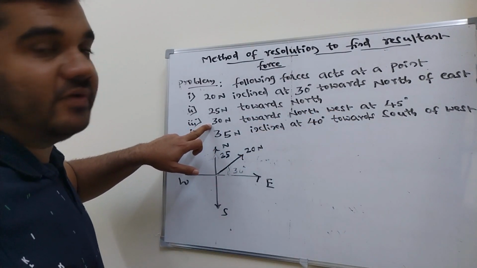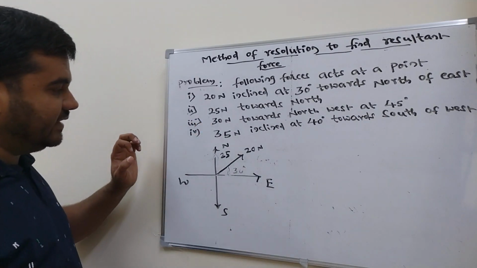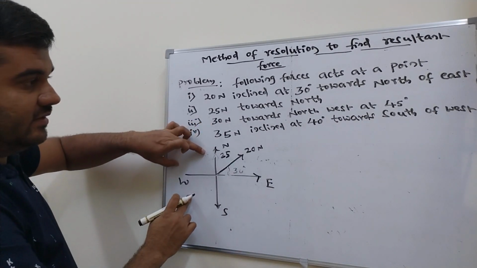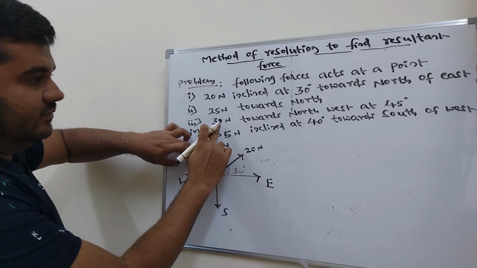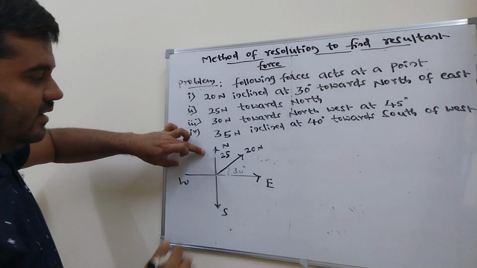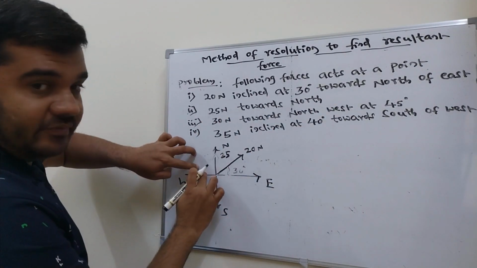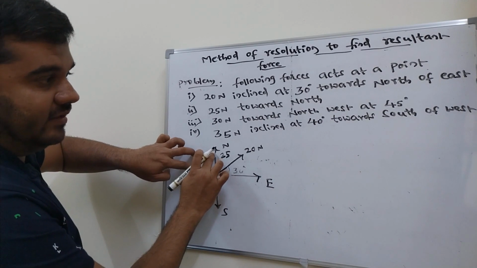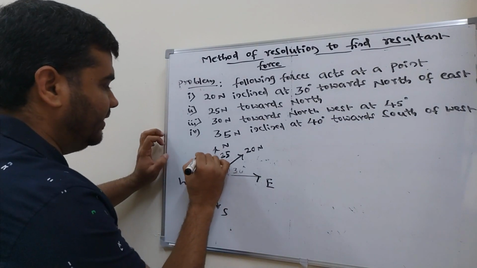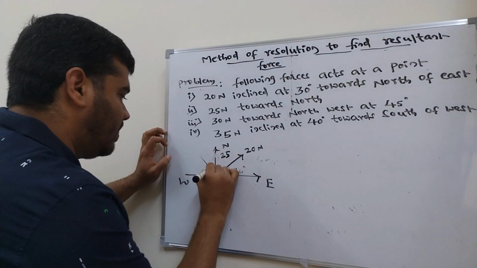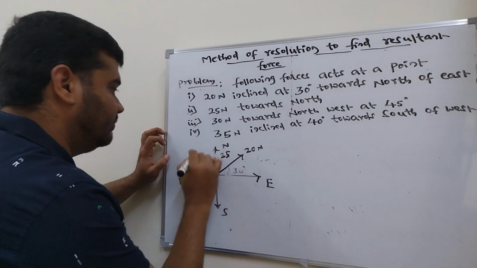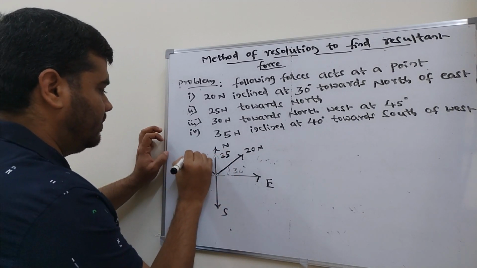Now the third force is 30 Newton towards northwest at 45, north of west at 45 degree. Where is north of west here? This is north, this is west. What is the 30 Newton at 45 degree? It means if you draw 45 degree, this is also 45 degree. No problem. Then you should draw here. This is 30 Newton.